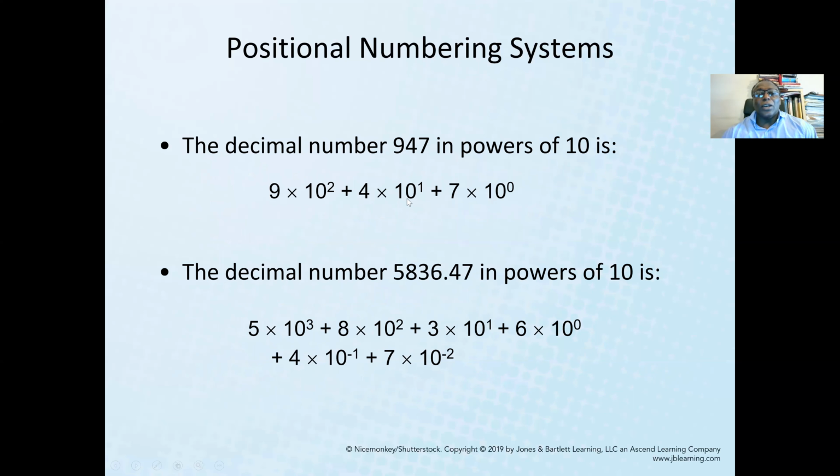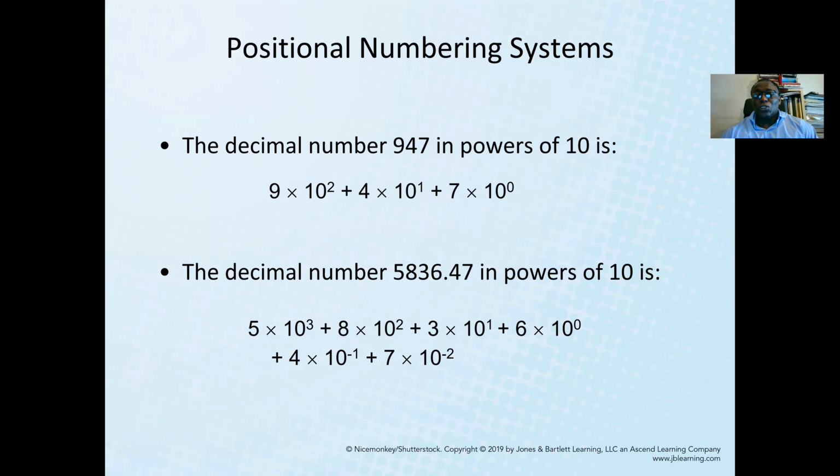So this is the example now. In the positional numeric system, we have a decimal number 947. We know 9 will be in the 100th position, 4 will be in the 10th position, and 7 will be in the single unit position.